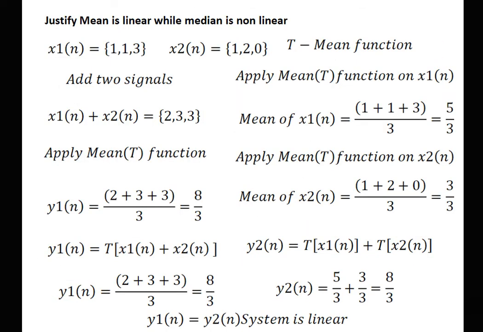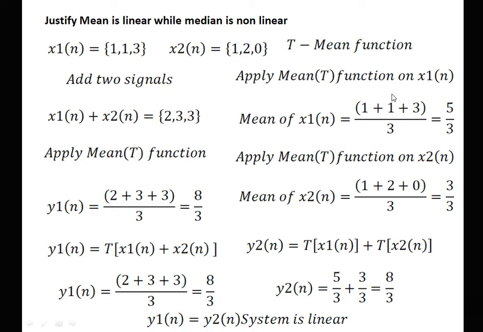We will see an example, and by that example, the idea of linearity and non-linearity will be very clear. x1[n] is equal to 1, 1, 3 and x2[n] is equal to 1, 2, 0. We apply T as a mean function, that is the average function. On the left-hand side, first we add the two signals, therefore we get x1[n] plus x2[n] equal to 2, 3, 3. We apply the mean function, mean is nothing but the average, so we get 2 plus 3 plus 3 divided by 3, that is equal to 8 by 3. Therefore we get y1[n], that is, first add the two signals and then apply the function, and the answer is 8 by 3.